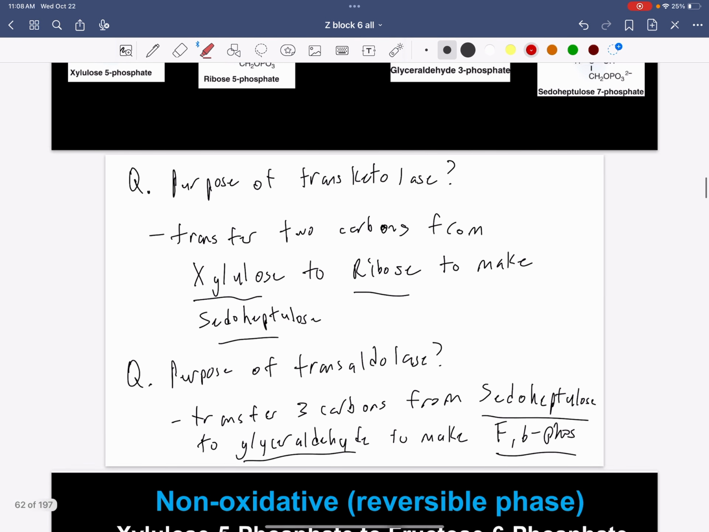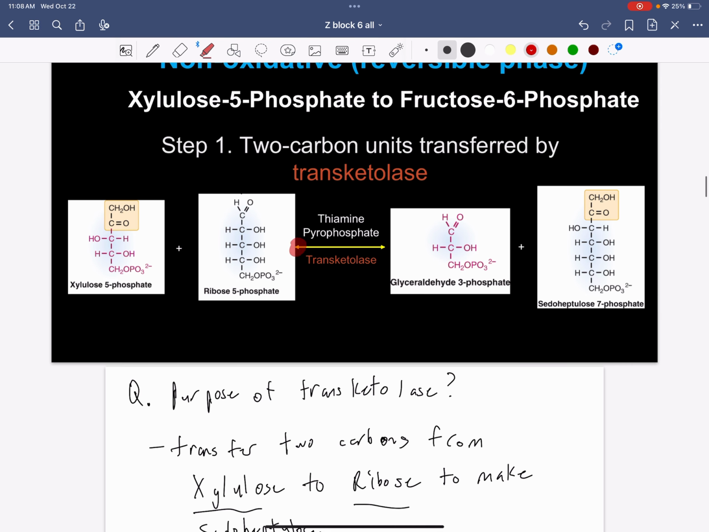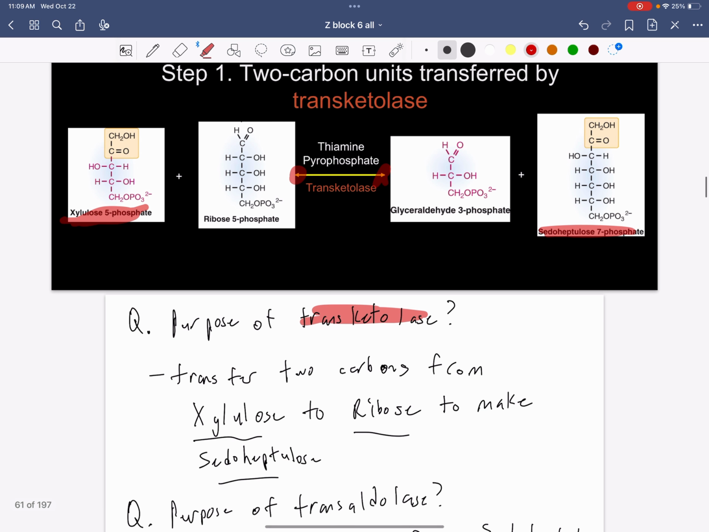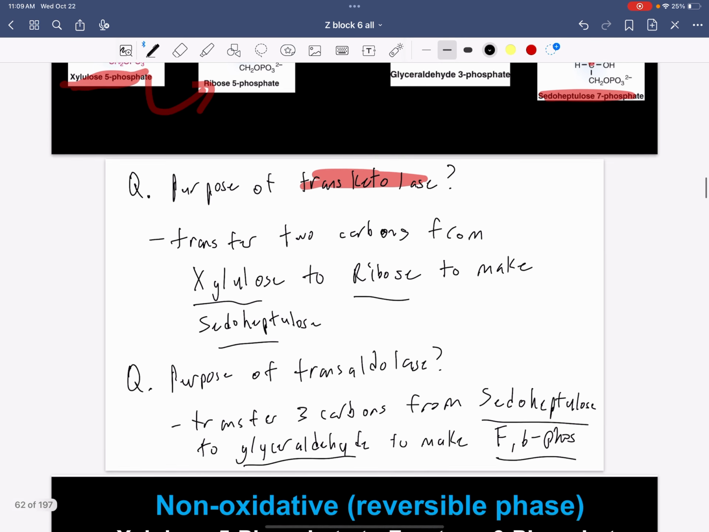Okay. Going on to the non-oxidative phase, which is reversible. The reason why it's reversible is because you can transfer back and forth from your two final products. The first one we have is transketolase, which turns this xylulose and a ribose to make sedoheptulose. What that's pretty much saying is that you have this 2-carbon chain that is transferred onto the ribose to make sedoheptulose 7-phosphate, or a 7-carbon chain. So essentially what you're doing is having 5 carbons plus 2 carbons to make 7 carbons.